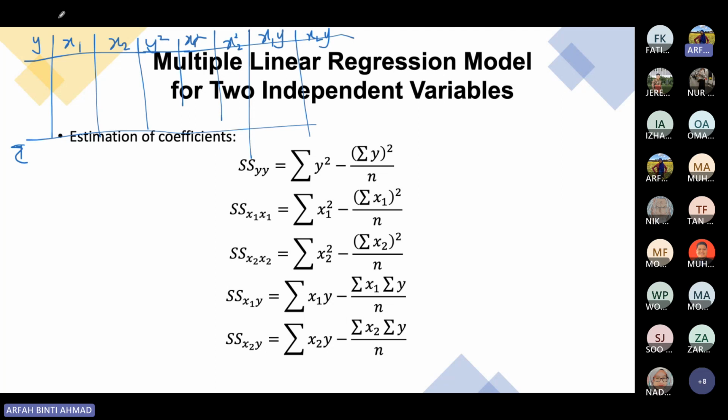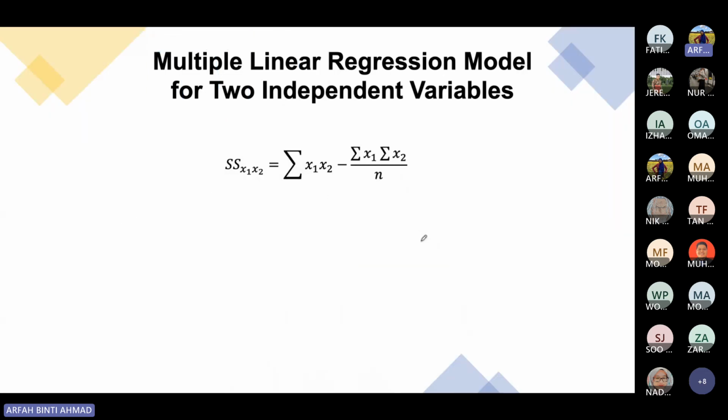So if you see from here, it's very tedious. You have to calculate y squared, x1 squared, x2 squared, and then x1 multiplied with y, x2 multiplied with y. That is why this chapter is the best to use software automatically, without using a calculator. Okay. Then we have also another one, x1 multiply with x2. There is another coefficient that we have to calculate.